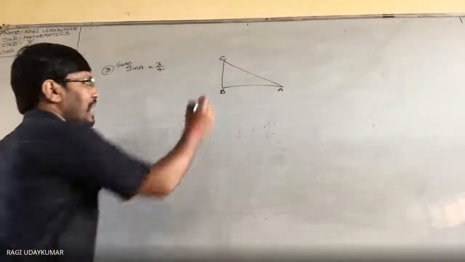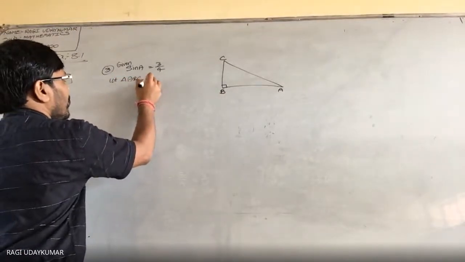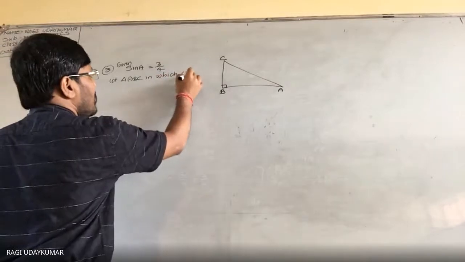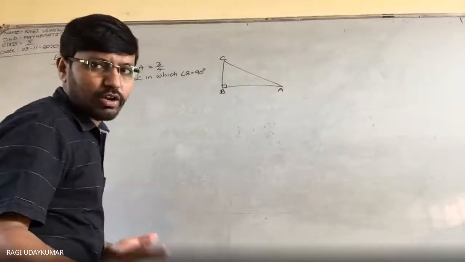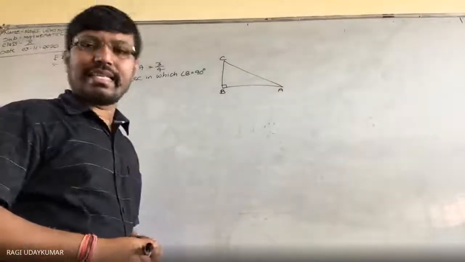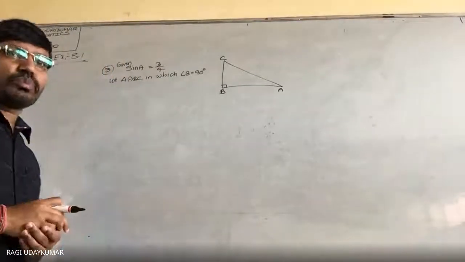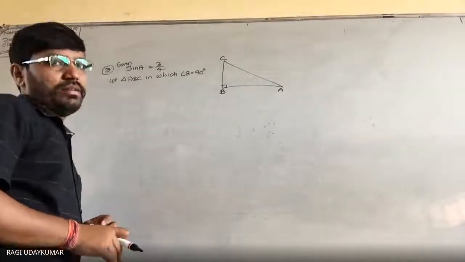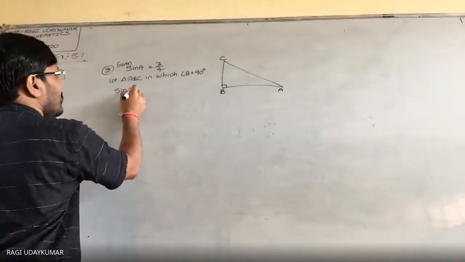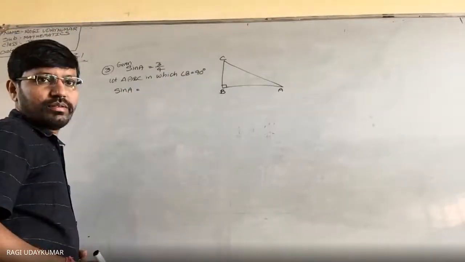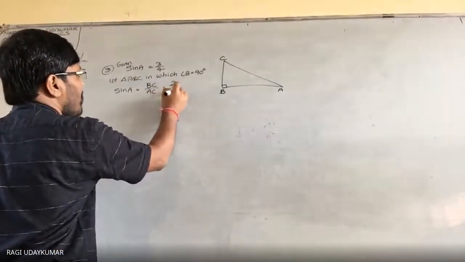Let triangle ABC be taken in which angle B is equal to 90 degrees. And angle B being 90 means automatically angle A is less than 90 degrees. Since it is less than 90 degrees, you can consider it the acute angle. Sin A is given to you. From the figure, sin A is equal to BC by AC, which is equal to 3 by 4.